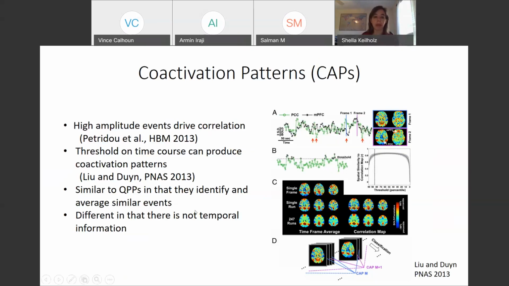So this is based on the original work by Liu and Duyn back in 2013. And it has some similarities because to make these coactivation patterns very clear, they identify and average similar events, but they don't keep the timing information like we do for the QPP. So these are maybe like a snapshot of a QPP.